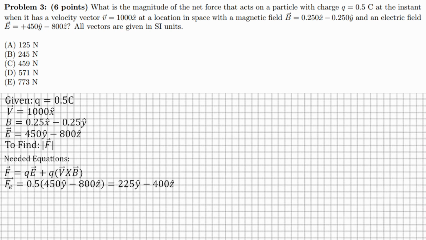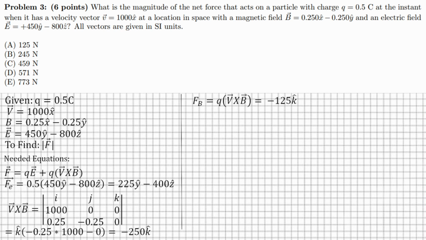Force due to the magnetic field is v cross B, which is the determinant of the matrix of v and B. After we calculate the determinant of the given matrix, we find it is equal to minus 250 k cap. Force due to the magnetic field is q times v cross B, which if you solve, you get minus 125 k cap, because you're multiplying it with the charge.